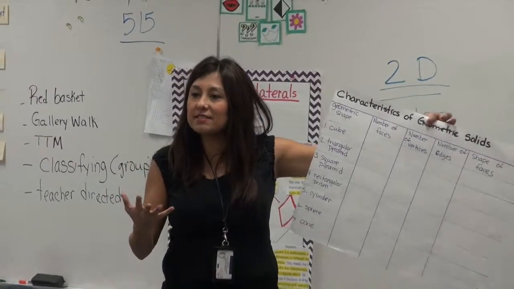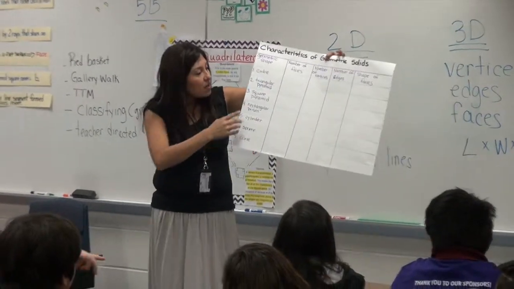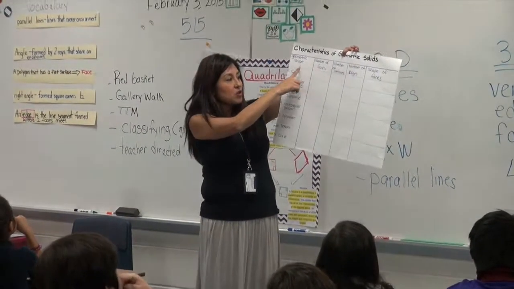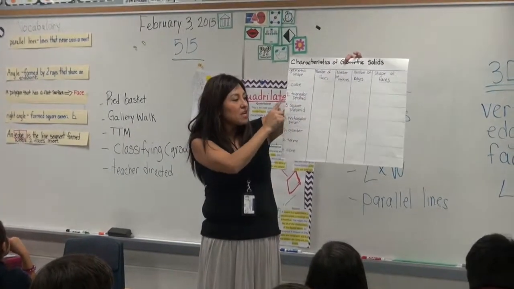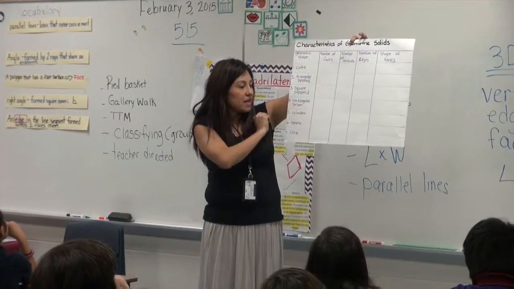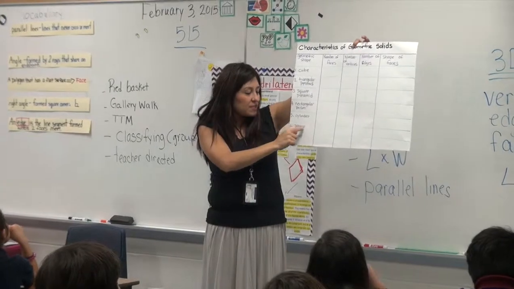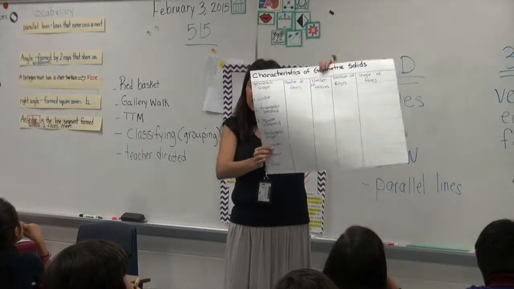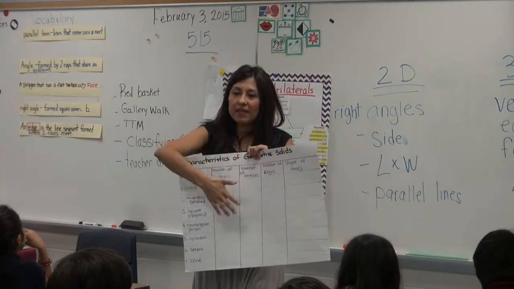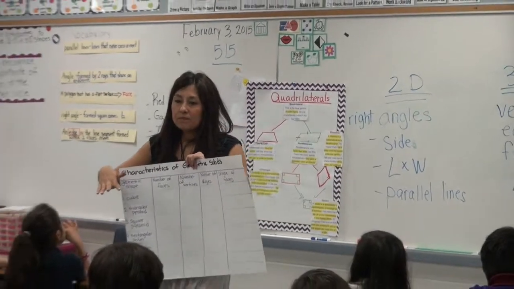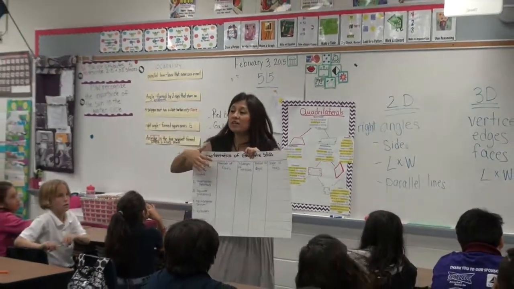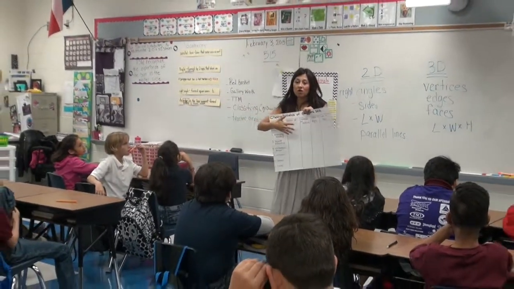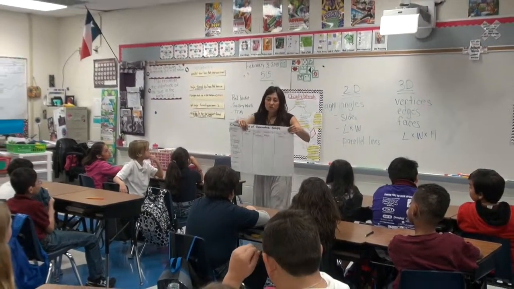What are the faces? Squares. Now, as a group, you're going to fill it out. Cube, triangular pyramid, square pyramid, rectangular prism, cylinder, sphere, and cone. Then we're going to stop. I'm going to give you only a few minutes to do this, and then we're going to check our work before we move on to our stations.